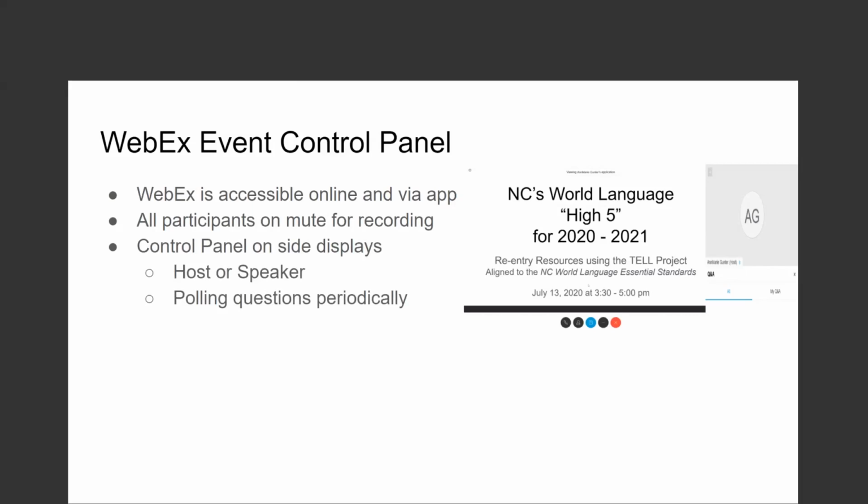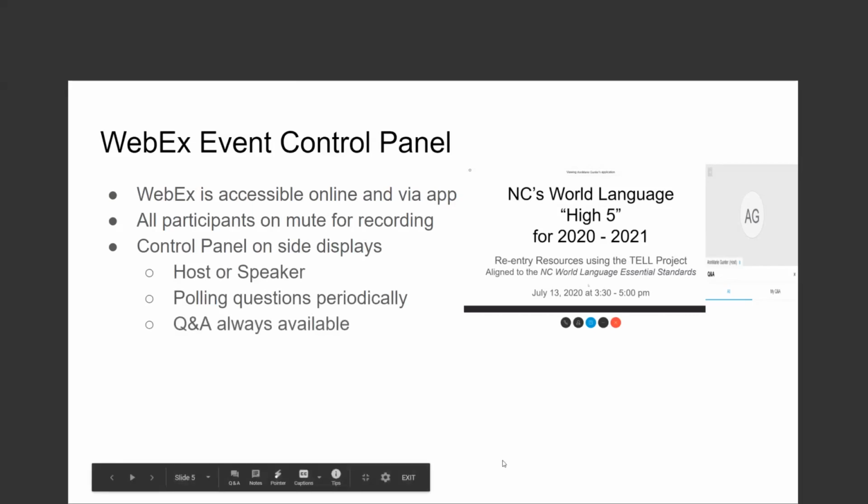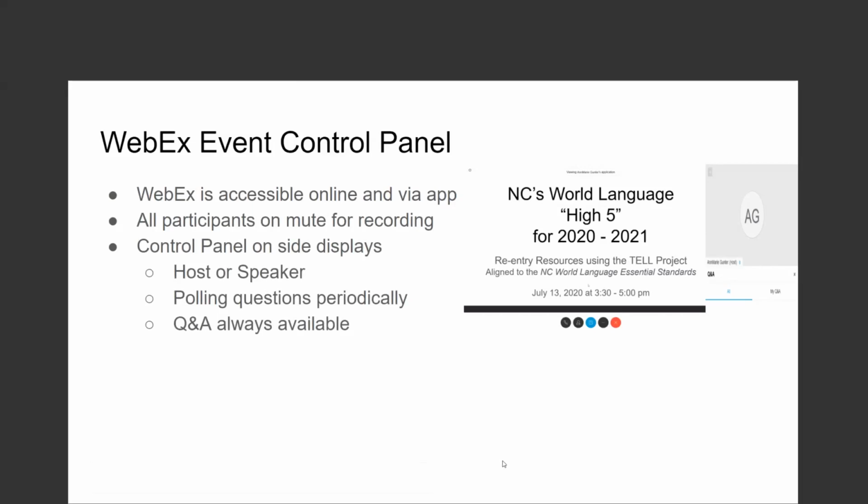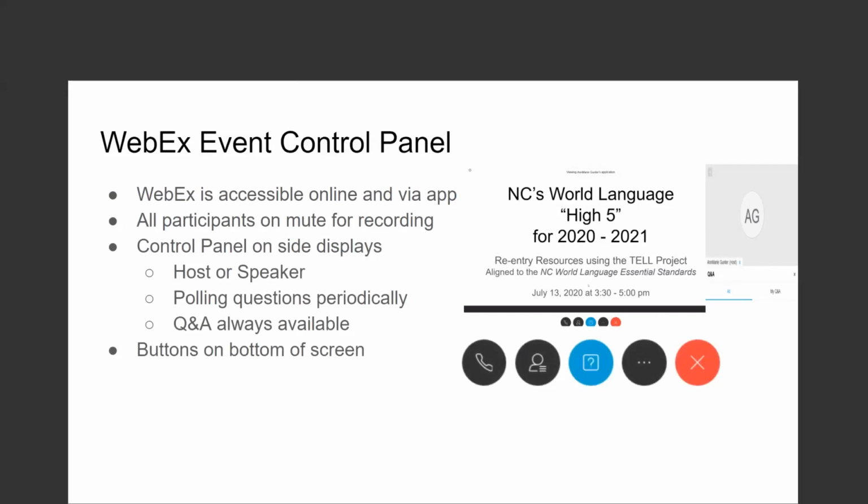Periodically, we'll do polling questions, and they'll be in the right-hand side there on your control panel. And then, of course, the Q&A is always available on your control panel. And I see most of you have found that. And finally, the buttons on the bottom of your screen should give you access to different things. Here's sort of a large version of the buttons, as you see. Keep in mind that the question mark one, of course, goes to the Q&A panel. And you can see participants if you hit the one that looks like a little person icon.